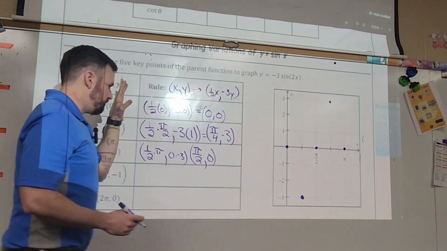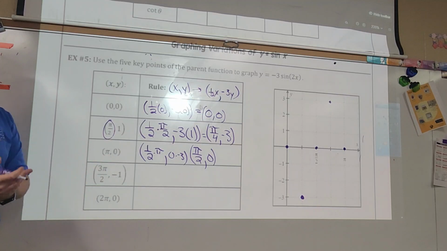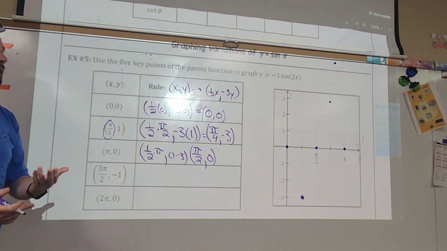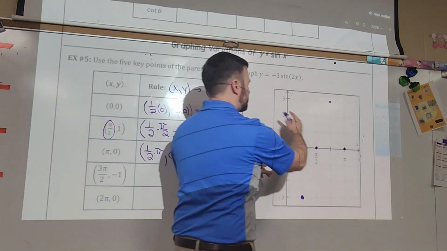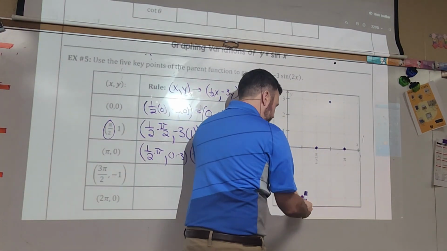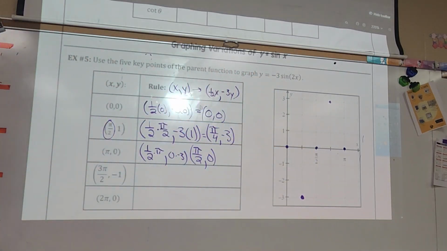If you're just graphing, would I go through and do this every time? Not necessarily. If I know the amplitude, I know the period, could I have graphed this without even doing any points? Yeah, my period is pi. I know I'm going to start -3 to 3. Does that make sense? You don't have to, but you can always do it this way.